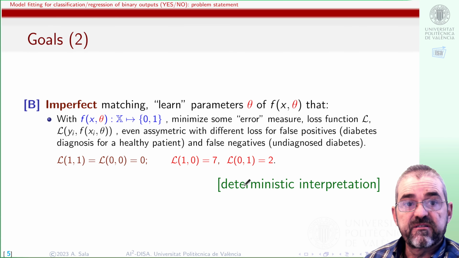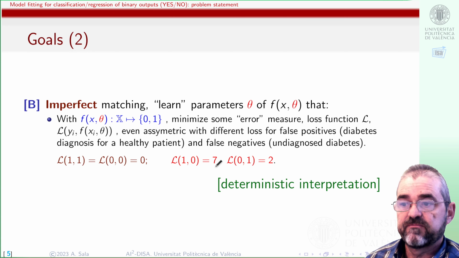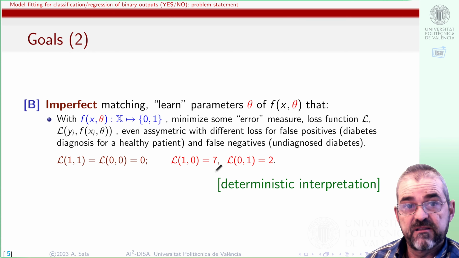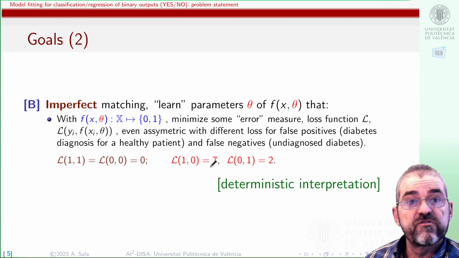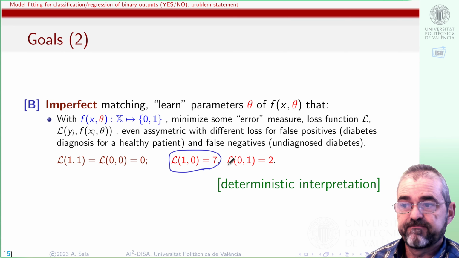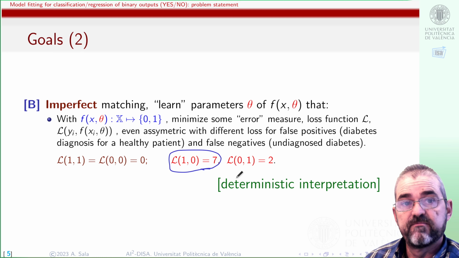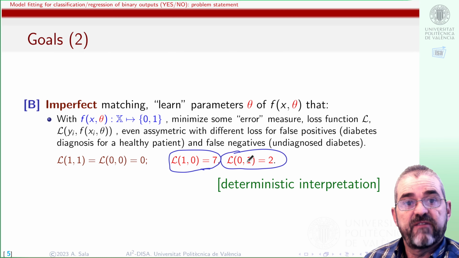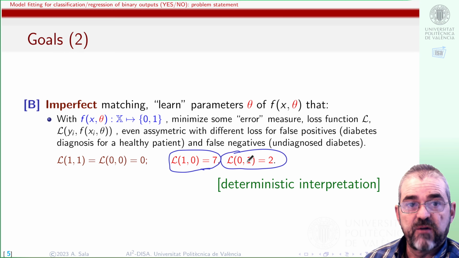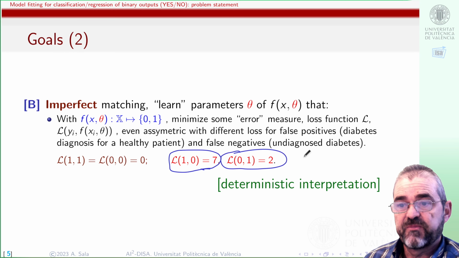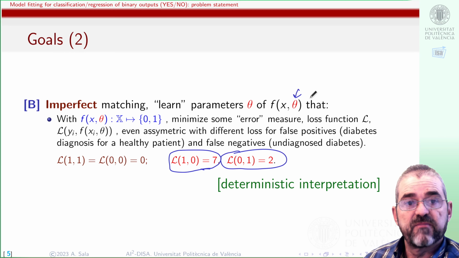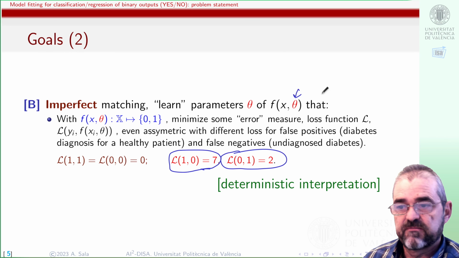However, if perfect classification is not possible, then we may, in a deterministic interpretation, think of a loss function, for instance, saying that if I say red when it is blue, I will incur a cost of 7 units, but if I say blue when it is red, I will incur a cost of 2 units, and then my parameters must minimize that cost.